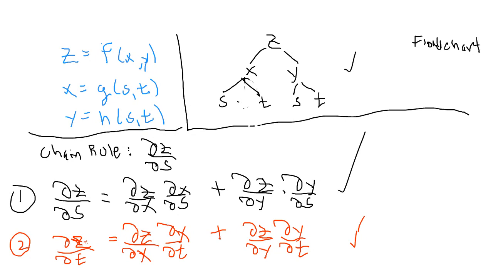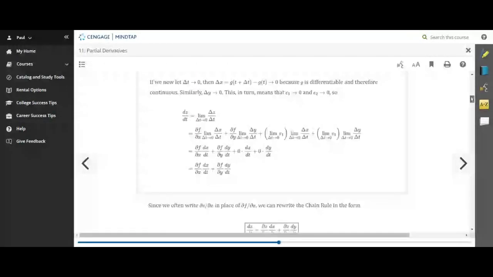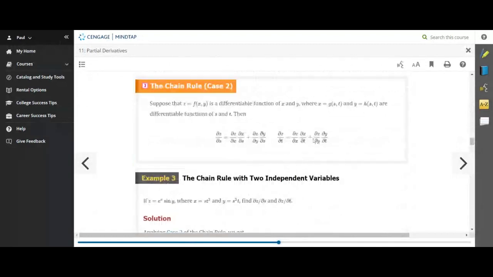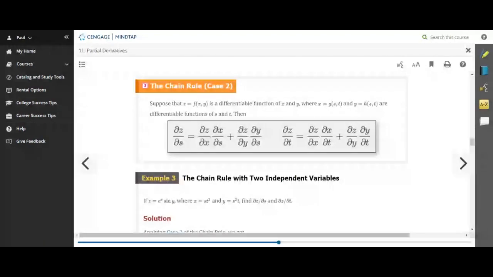Okay, so if we go to the book, these are the chain rules for what we just did. You don't have to memorize these chain rules. You just draw the flow chart. And once you draw the flow chart, you're in business.